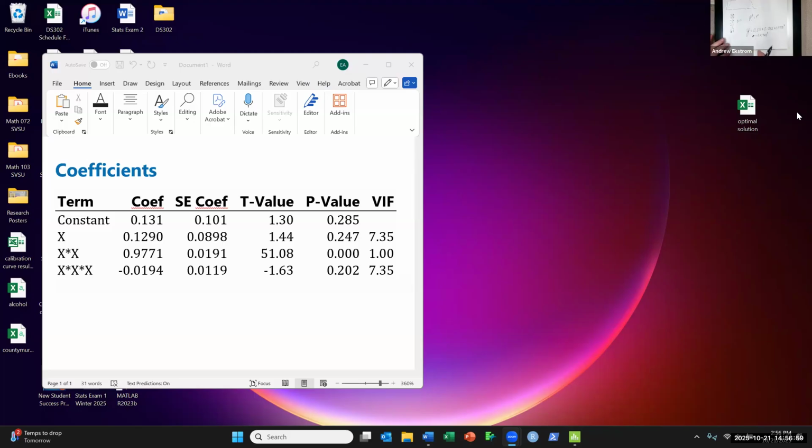With this particular model here, because we're looking at it as a cube, our hypothesis test here is basically that beta 0 equals beta 1 equals beta 2 equals beta 3 equals 0. Our alternative is something up here does not equal 0. Looking at the table that we got from Minitab here.